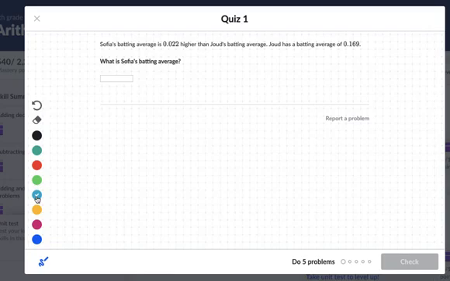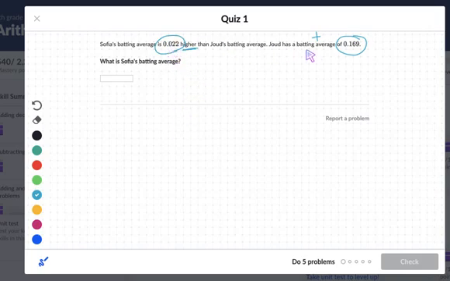Alright, so in this problem, I need to first find out if we're adding or subtracting. Sophia's batting average is higher than Jowd's batting average. So if we're trying to find Sophia's batting average, we will need to add this amount to Jowd's batting average because hers is higher. So I'm going to go ahead and start setting up this problem.